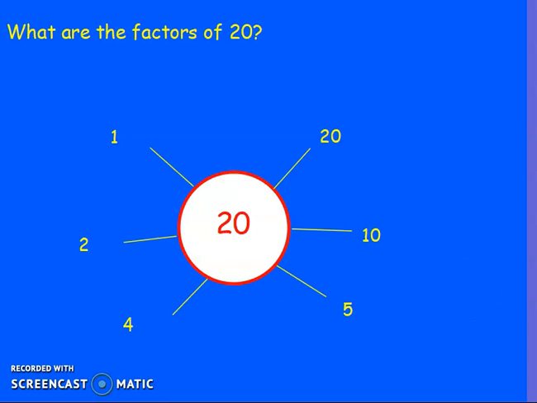Pause the video to write those in your book if you haven't got them, and press play when you're ready to move on. Let's have a look at another one. Write the number 32 in your book with a circle around it. And can you think of the factors, the two numbers that we times together to equal 32? Start from 1 and work your way up. Press play when you're ready to go through the answers.